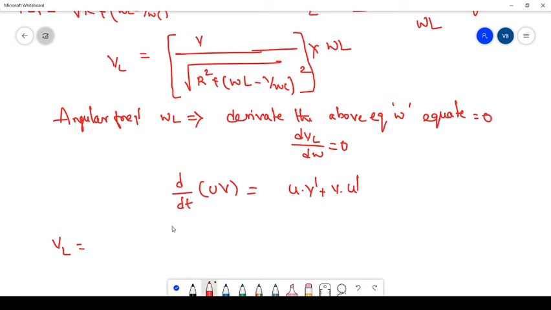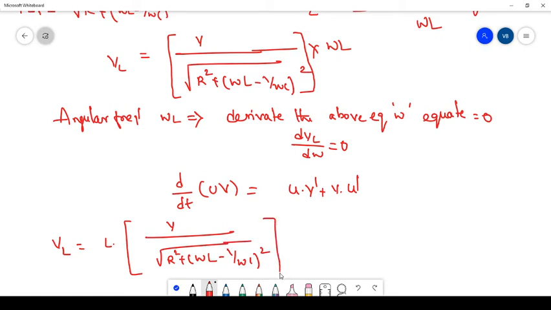So same thing here, you repeat. VL is equal to, first I am going to differentiate the first term, which is omega L. What is the derivative of omega L? That is L, since the derivative of omega is 1. And the second term, write it as it is: V by the square root of R square plus (omega L minus 1 by omega C) whole square, plus the first term as it is, omega L, times the derivative of the second term.